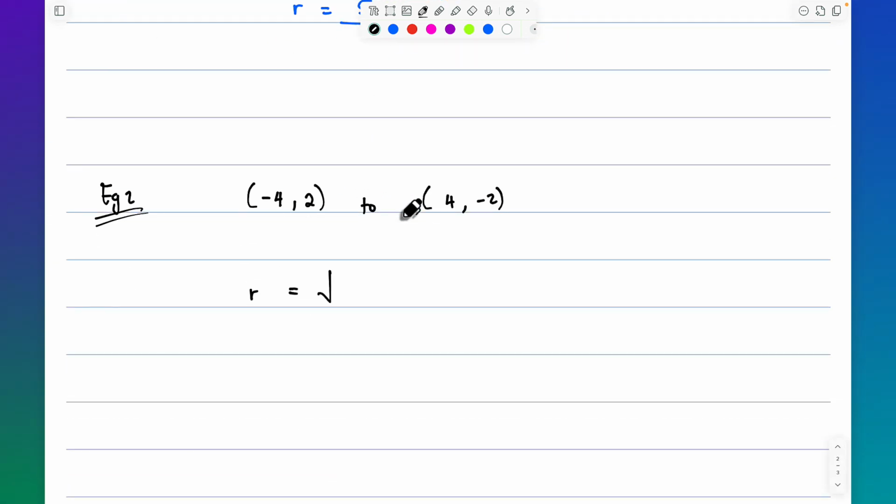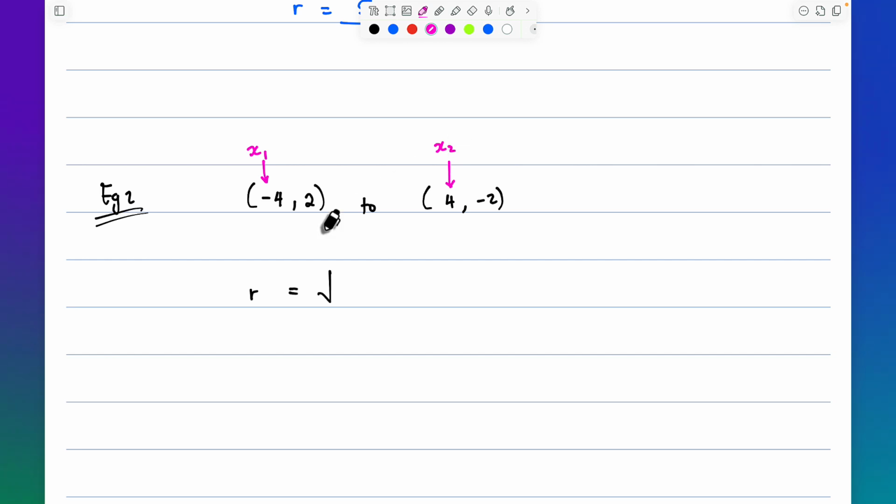Okay, so we don't actually need to draw the graph. We just need to know what's our x1, what's our x2, what's our y1, what's our y2. So we can make this x1, make this x2. But it doesn't matter the order. You can reverse it. You can make this x1, you can make this x2, make this x1.